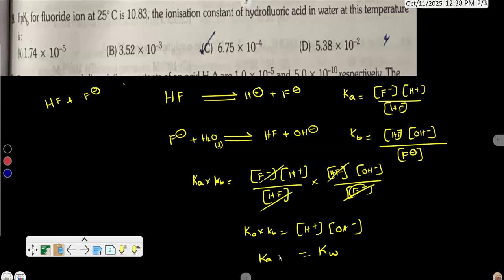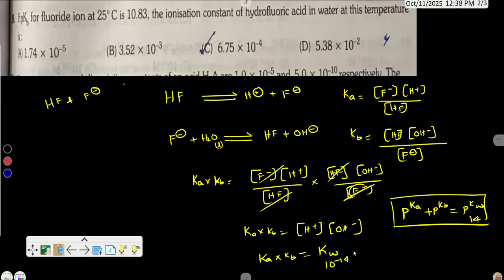So for a conjugate acid base pair, the product of Ka into Kb is Kw. Similarly, if I take logs, pKa plus pKb will be equal to pKw. So pKa plus pKb is equal to 14, because Kw is 10 power minus 14, so pKw is 14. I hope you understood the concept behind it.